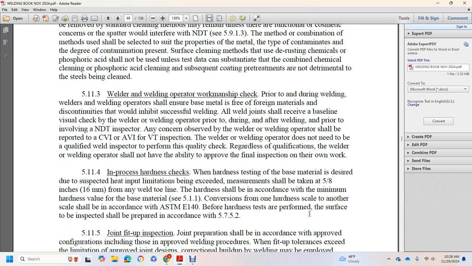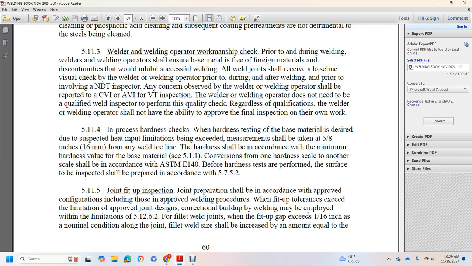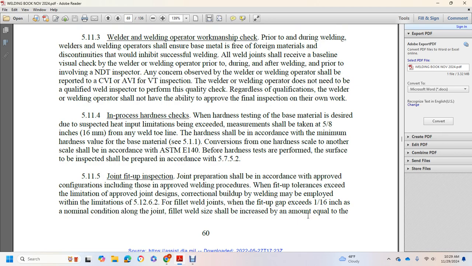In-process hardness checks. Hardness testing of the base material side is due to suspected heat input limitation. The measurement should not exceed 5/8 of an inch of any weld toe line. The hardness shall be in accordance with the minimum hardness value of the base material. Conversion of one hardness scale to another scale should incorporate ASTM E140 for hardness test of the performance. The surface to be inspected should be prepared in accordance with 5.7.5.2, joint fit-up inspection.